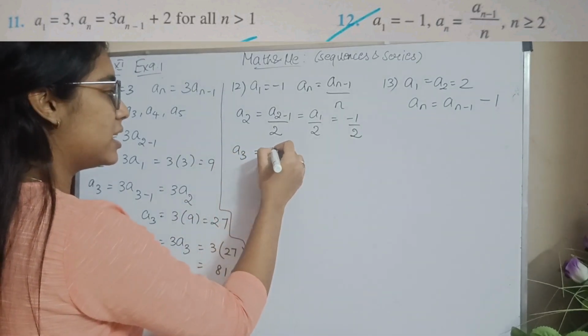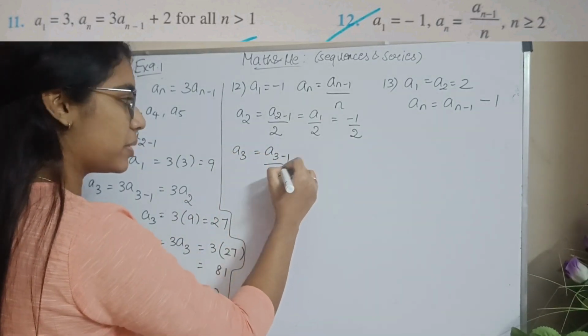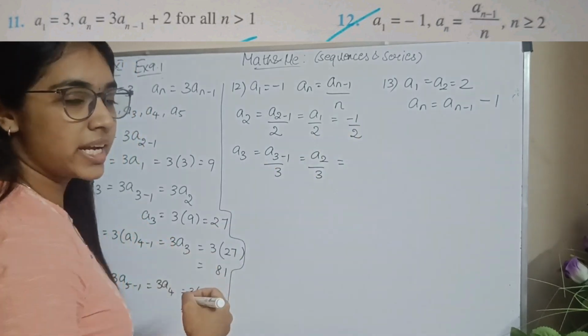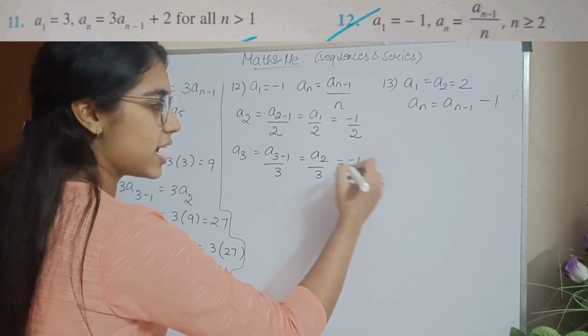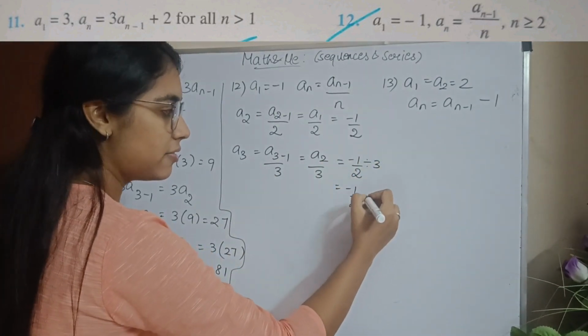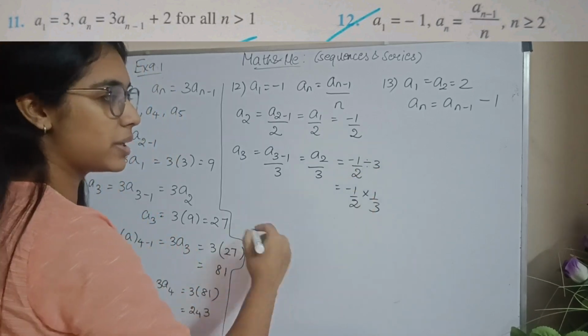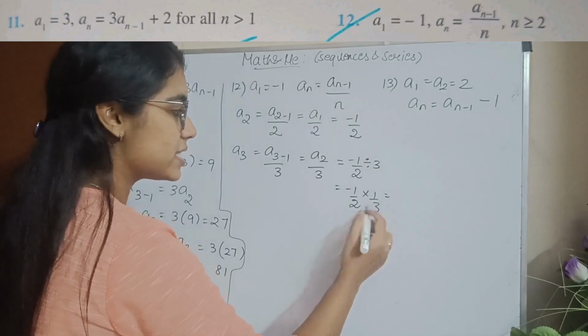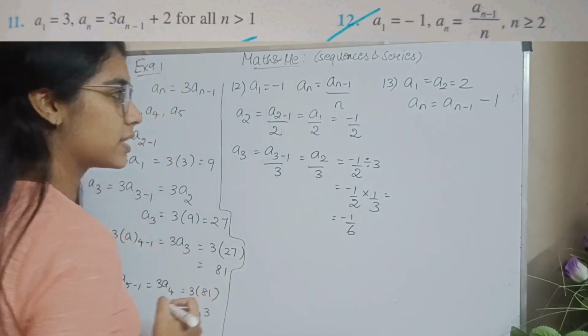Similarly, what is my a3? a3 will be a_(3-1) divided by 3, which will be a2 divided by 3. a2 is minus half. So I'll have minus half divided by 3. I can write it like this: minus half times 1 by 3. Division becomes multiplication by the reciprocal. So what will I have? Minus 1 by 6.